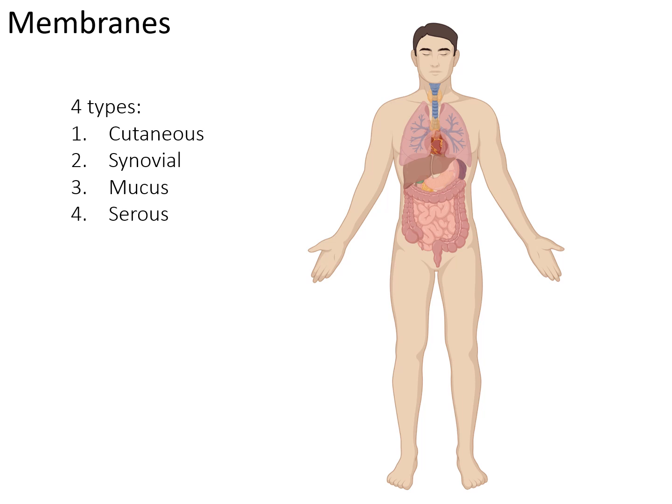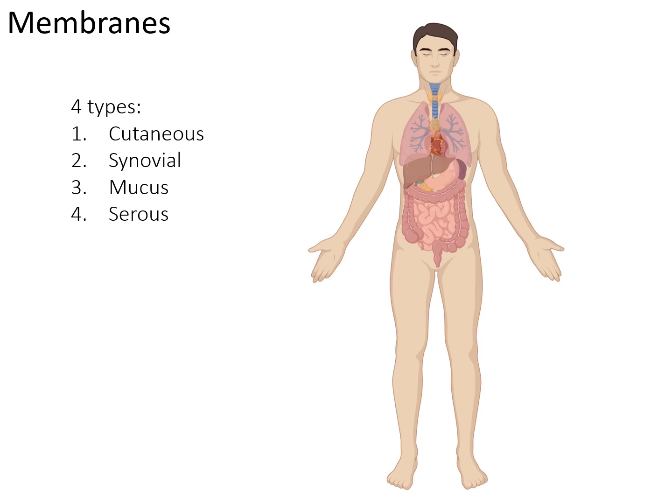There are four types of membranes in the human body. And when we say membrane, we're not talking about a cell membrane. We're talking about membranes that might compartmentalize the body or separate it into sections or protect it from the outside.